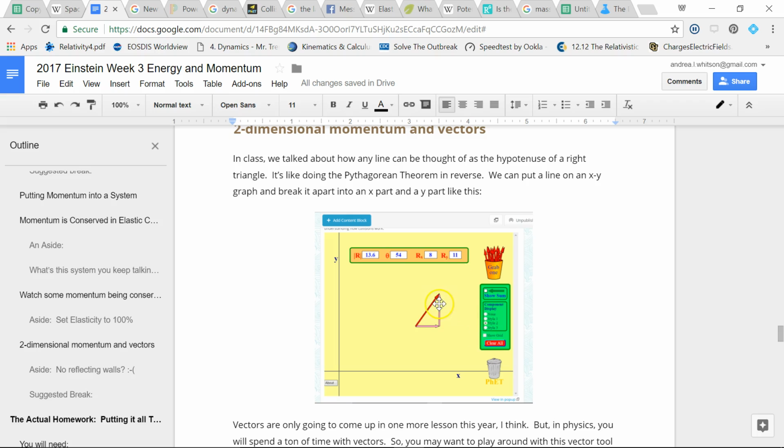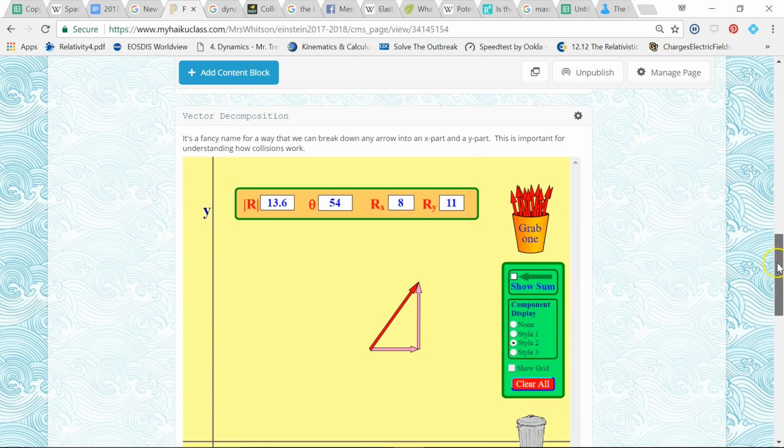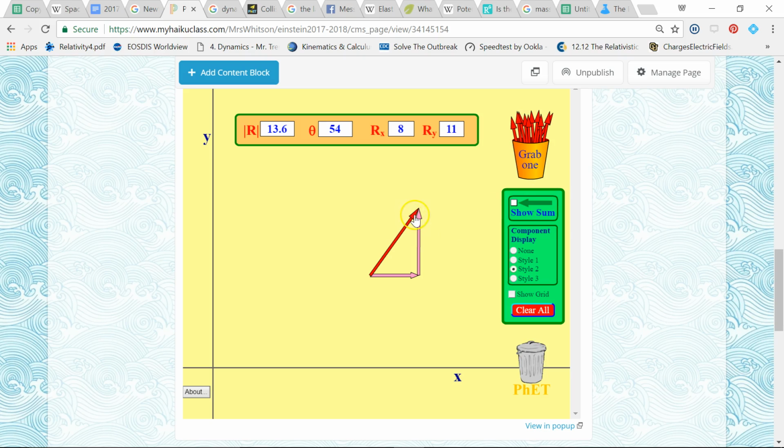Now we're going to go back to our vectors. We're going to look at our vector stuff from class. In class, we talked about this vector simulation that you could play with here, and that we're using the Pythagorean theorem. What this says is any vector, anything in our xy coordinates, can be divided into an x part and a y part.